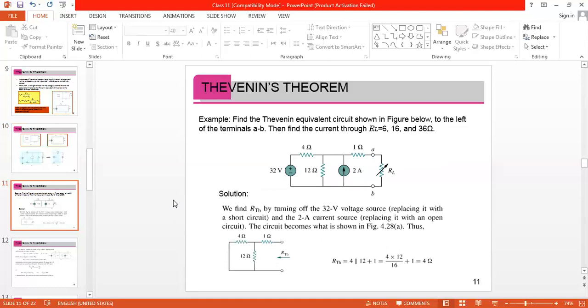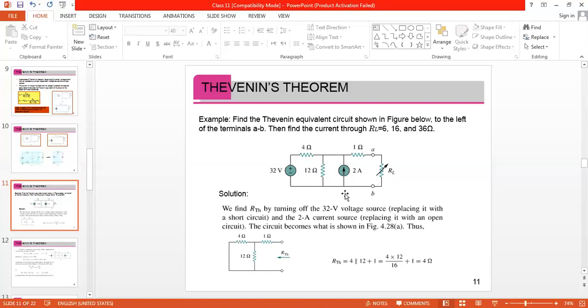In this example, you are asked to find the Thevenin equivalent circuit shown in this figure to the left of the terminals A and B. Here we have terminals A and B, and on the left of those terminals, we have a circuit. So we have to find the equivalent Thevenin circuit. It means that we have to find the Thevenin voltage and Thevenin resistance. Now let's see how to do that.